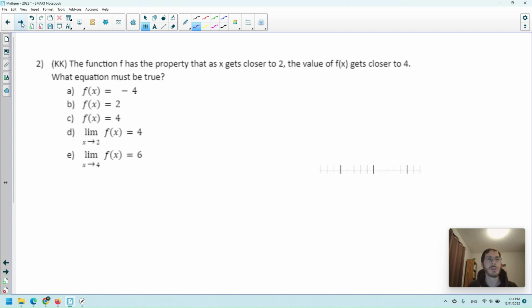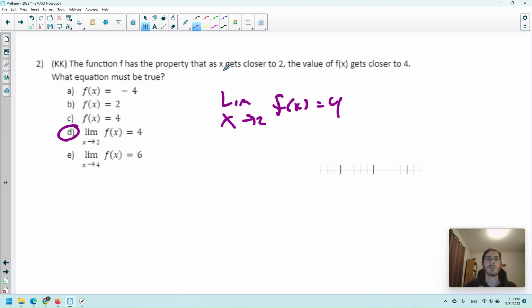All right, for number 2, function f has a property that as x gets closer to 2, the value of f of x gets closer to 4, which must be true. So I'm going to say that as x approaches 2, we want the limit of f of x to be 4. So our choice is going to be, again, D in this case.